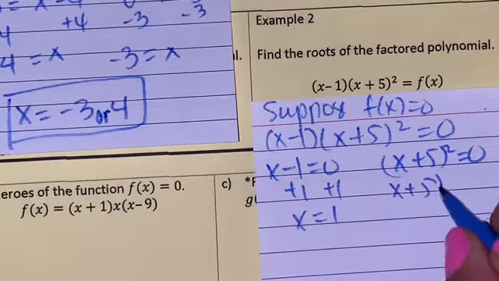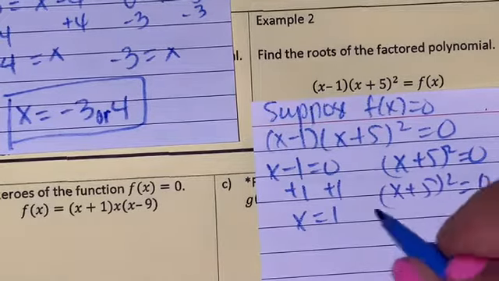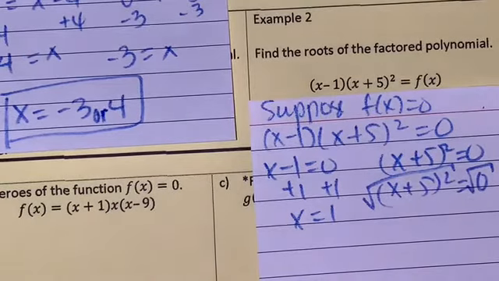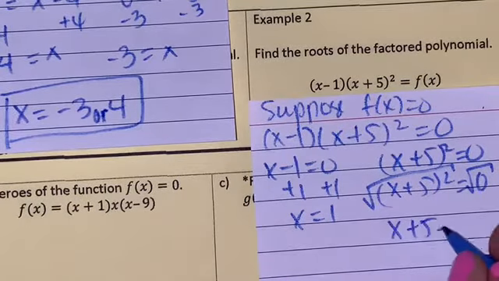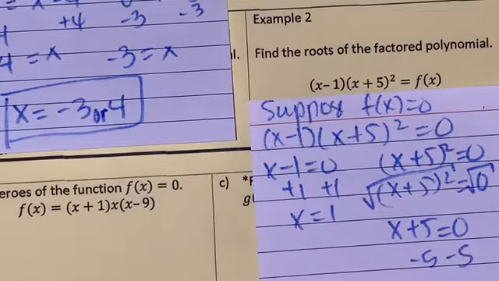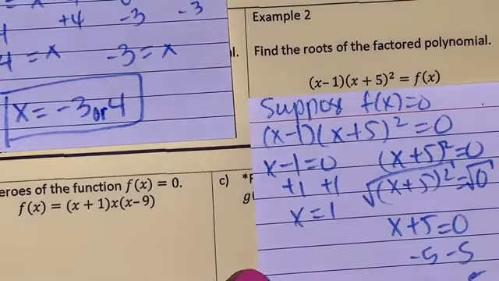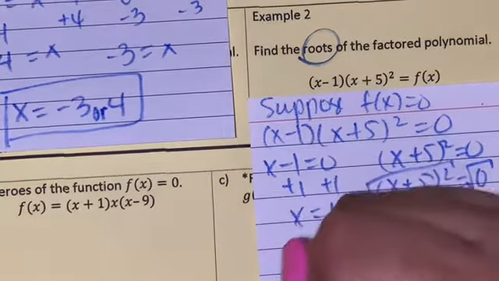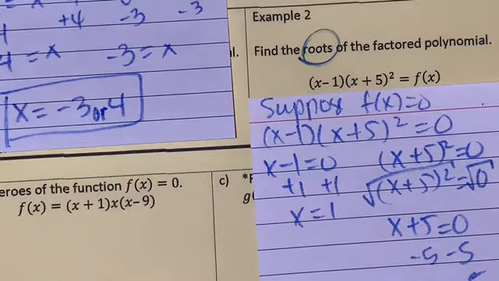X plus 5 squared equals 0. We need to take the square root. It's just a step we need to take. So we're going to say x plus 5 equals 0. Minus 5 minus 5. X equals minus 5. We're finding the roots again. We want the roots. X equals negative 5, 1.